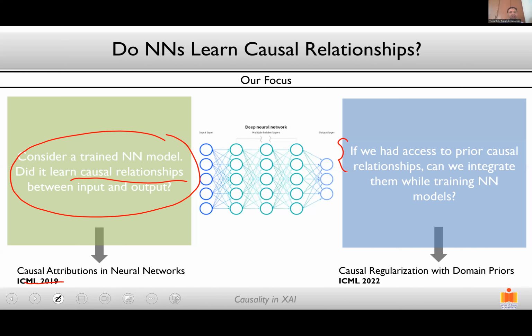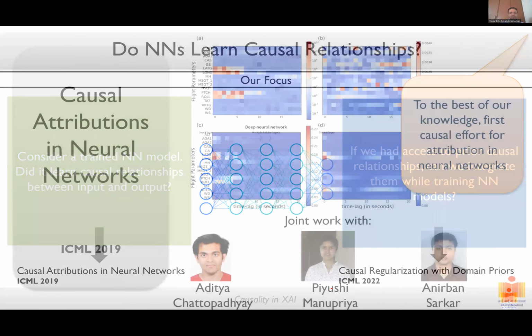Sadly, we don't have that at this point in time. With machine learning models, you just dump data, and they learn what they need to learn to solve that problem. But how do you integrate causal priors into these machine learning models is a more recent work. So that's the complementary problem. In one problem, you have a trained network model: how do you understand what causal relationships it learned? On the other side, if you had causal relationships, how do you ensure that the neural network learns them while training? This complementary problem was presented at ICML earlier this year. ICML is a very popular top-tier conference in machine learning. So let me talk about each of these works over the next 15 to 20 minutes.